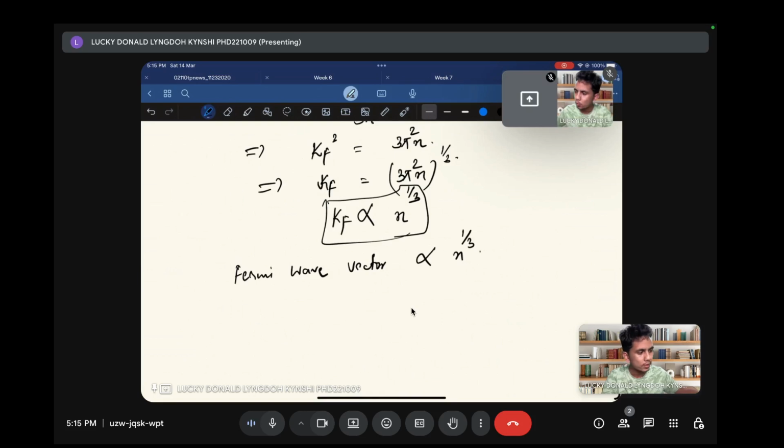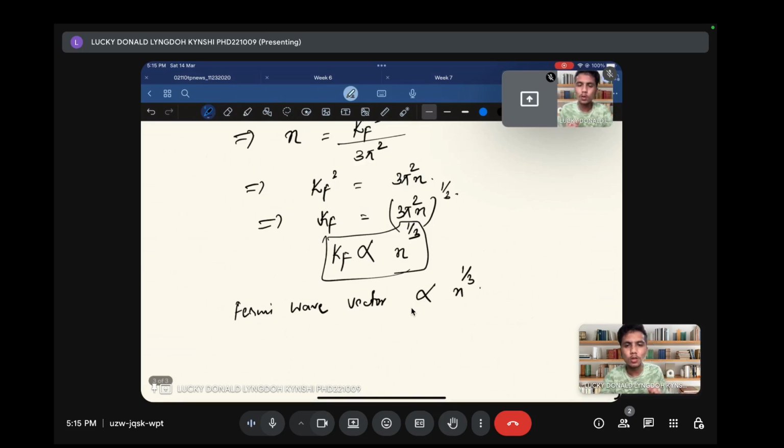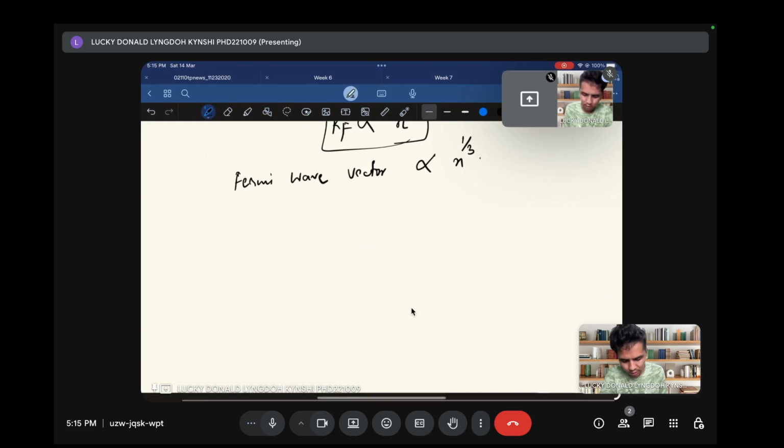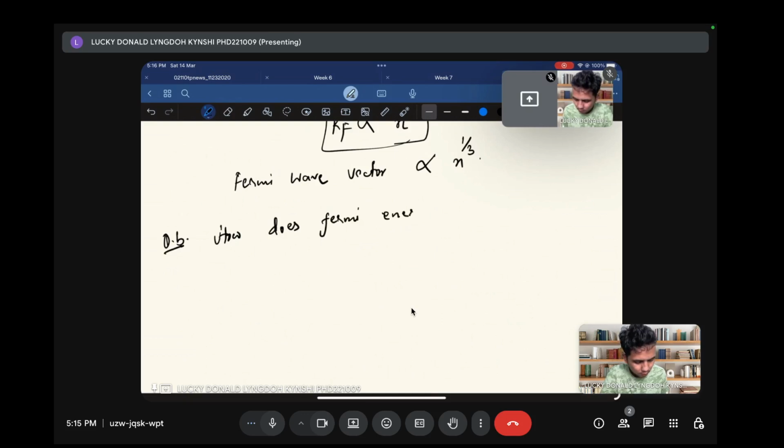Now the second question. In this first problem, what did we solve? We solved directly just from the density of states. Simple as that. Use the density of states, or the number of states available, and you will be able to calculate how kf is related to the number of particles. That is pretty straightforward. Now, question B, which says: how does Fermi energy depend on n, again the density of particles?